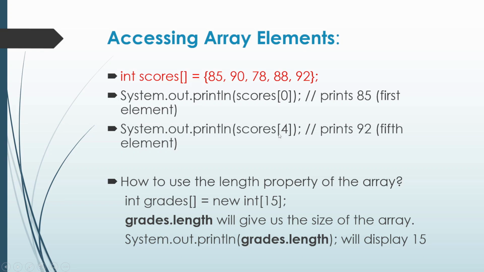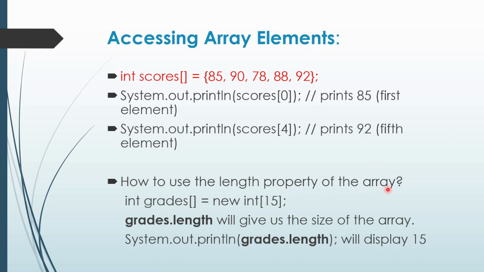What about the last element, or the fifth element? I can say System.out.println(scores[4]). So scores 4, because this is 0, 1, 2, 3, and 4. This is position number 4, and this is position number 0. So position number 4 is displayed, that is, 92 will be displayed. That is the fifth element or the last element.